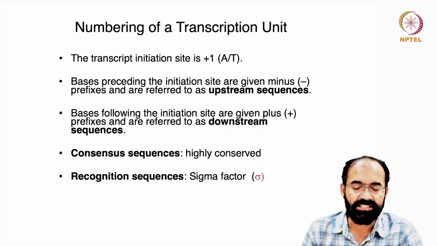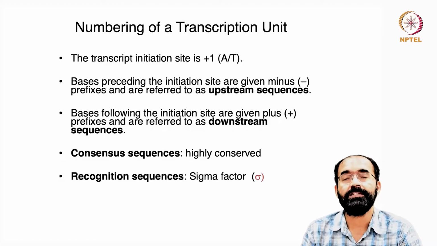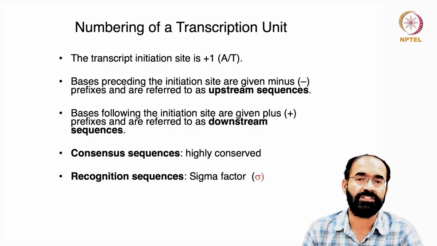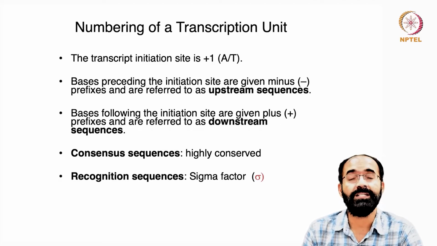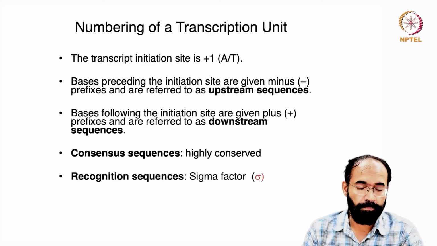Bases following the initiation site are always given a plus symbol, and are referred to as downstream sequence for our conventional understanding. So keep in mind, whenever someone says an upstream sequence of a gene, that is more 5' towards the sequence, and downstream means more towards the coding region of this gene.